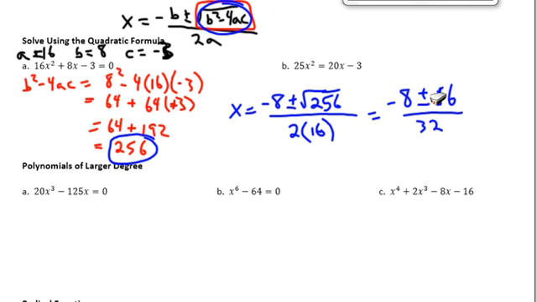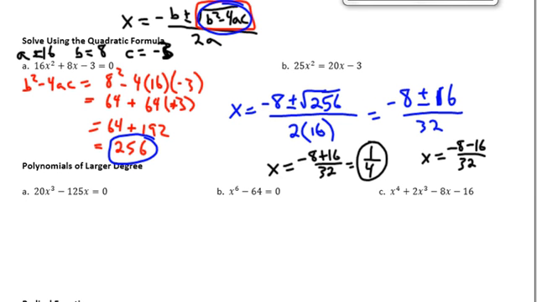I don't have any square roots left, which means that there may have possibly been a simpler way to do this problem, but this is the way that the directions told us to do it, so this is the way that we did it. On top, I've got the two separate problems. I've got x equals negative 8 plus 16 over 32, and I've got x equals negative 8 minus 16 over 32. Negative 8 plus 16 is 8. 8 over 32 reduces to 1 over 4. Negative 8 minus 16 is negative 24.